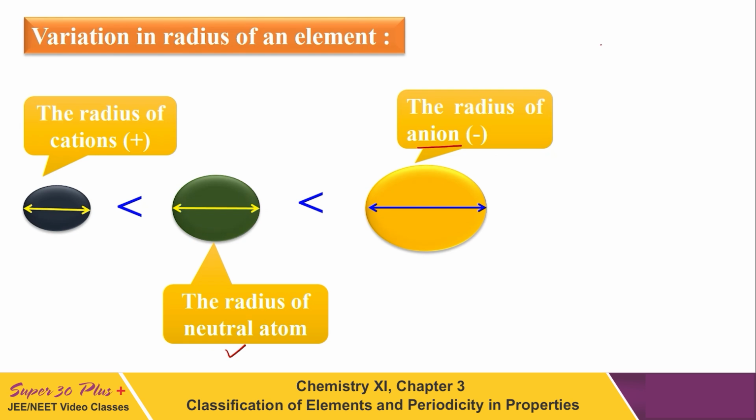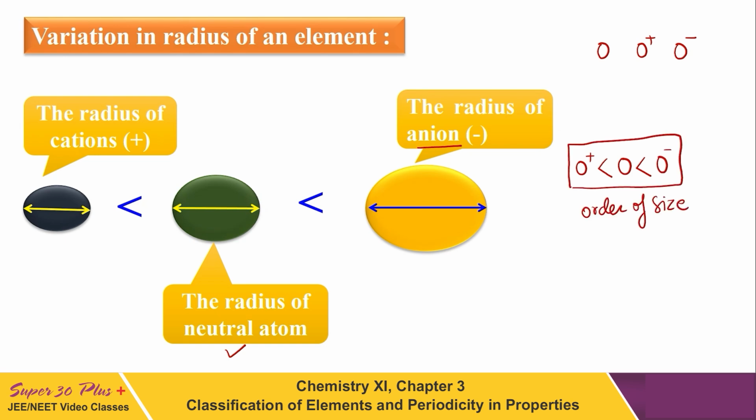Suppose you have the neutral atom oxygen, and you have the species O plus, and you have another species O minus, then this will be the order of size. O plus will be the smaller one, then O, and the biggest is O minus. This is the order of size. Atomic radius, ionic radius moreover.